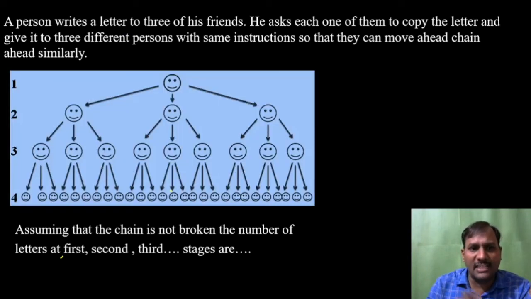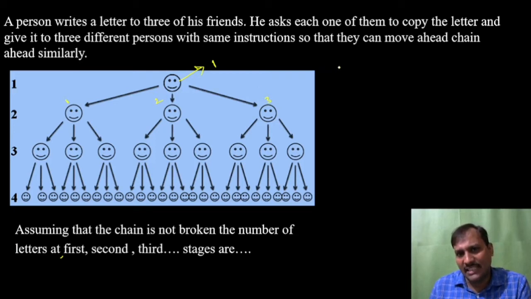Now let us take this picture. At the first stage, there is only one person. Now he is writing letters to three of his friends: one, two, three. So in the first stage, let us consider this as A1. Only one person is there.